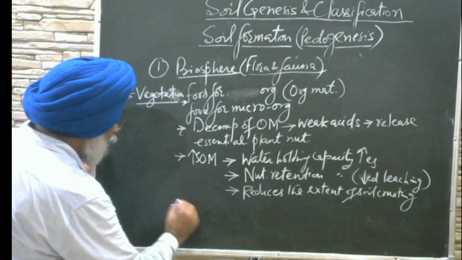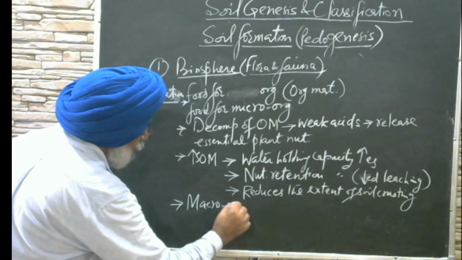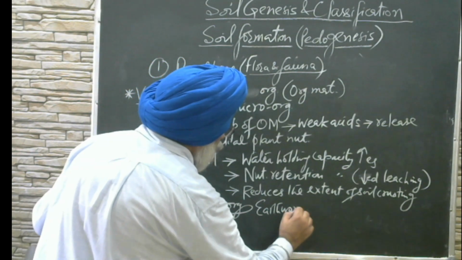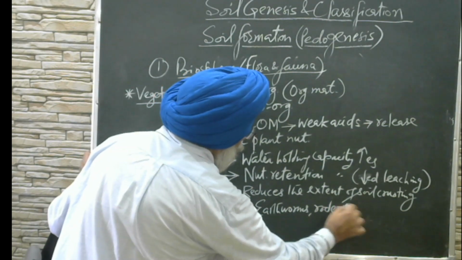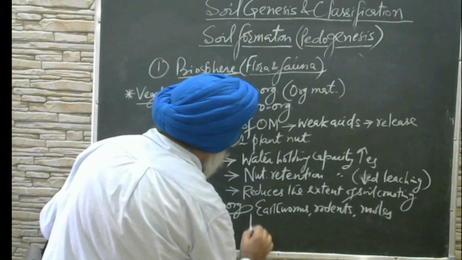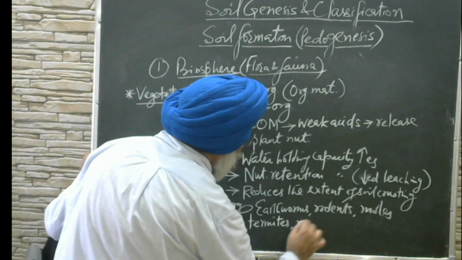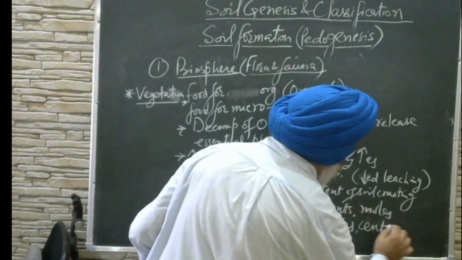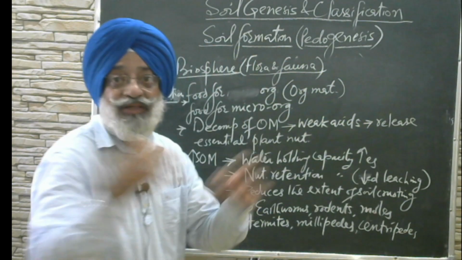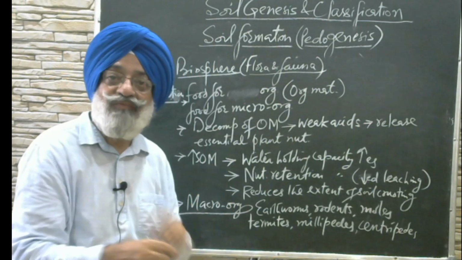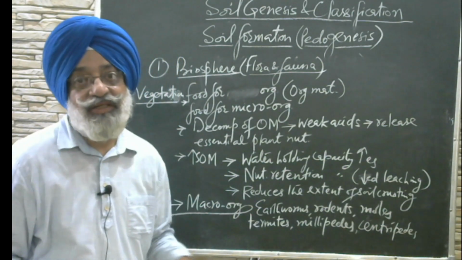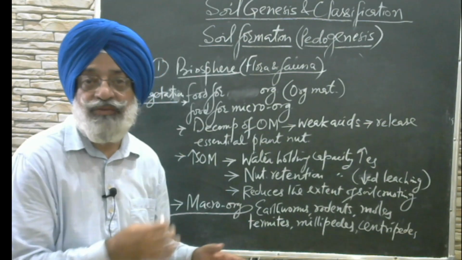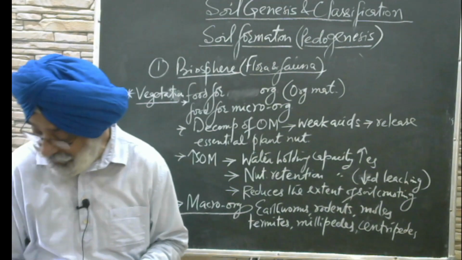Then there are some macroorganisms. What are those macroorganisms generally present in the soil? Starting from earthworms, rodents, moles, termites, millipedes, centipedes. All these macroorganisms mix the soil, because they burrow into the soil. While burrowing, they mix the soil, and earthworms particularly enrich the soil, because they eat the earth and then release it through their feces, which is rich in organic matter and nutrients and all that.